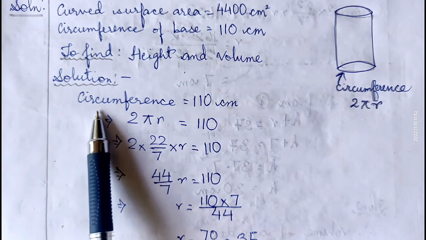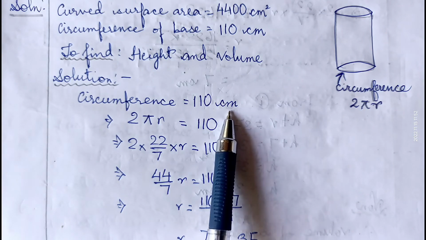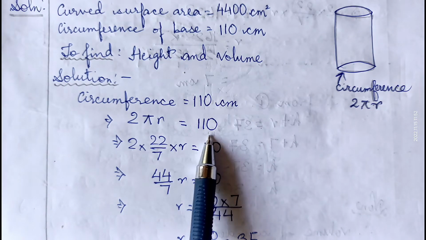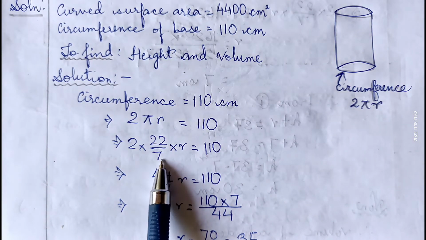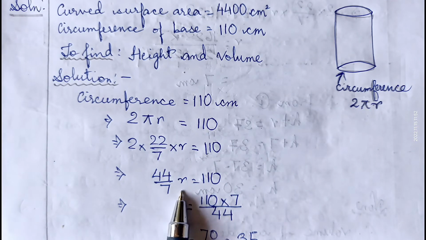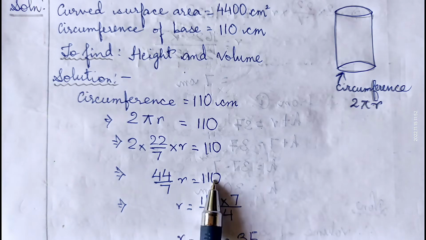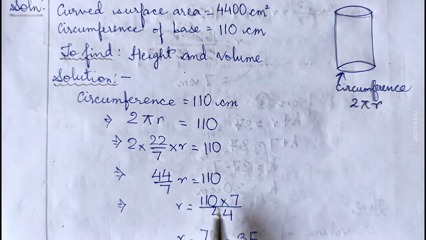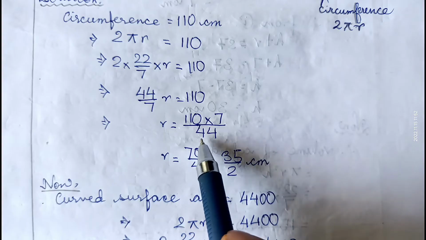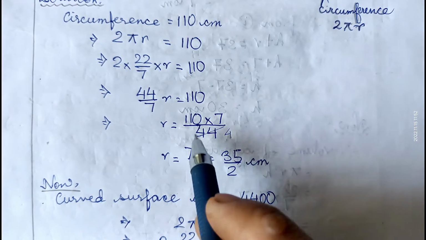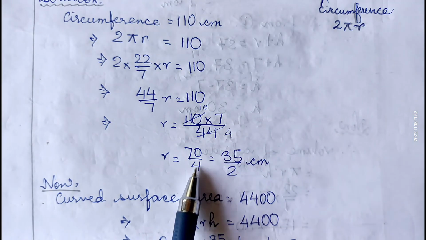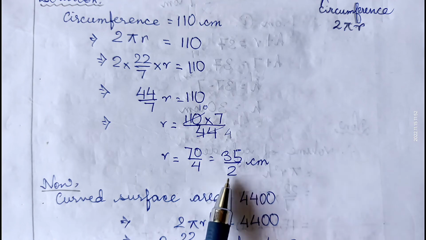In the question it is given circumference of the base is 110 centimeter and we know formula of circumference is 2 pi r. So 2 pi r is 110. So 2 into pi is 22 by 7 into r is 110. 2 into 22, it will be 44 by 7 r is 110. So r equals to 110 into 7 by 44. This 7 will go in the numerator and 44 will come in the denominator. Now if I cancel by 11, 11 4s are 44 and 11 10s are 110. So radius will be 7 into 10, 70 by 4. If I cancel again by 2, it will become 35 by 2 centimeter.